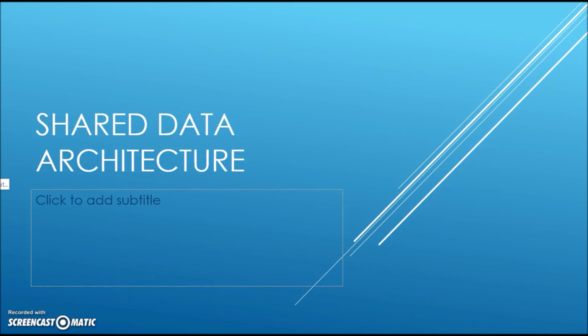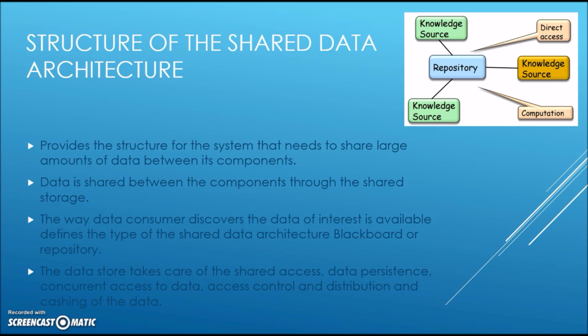Shared data architecture, on the other hand, is an architecture which provides the structure for a system that needs to share a large amount of data between its components. The shared data structure has multiple accessors and a shared data store for retrieving persistent data. The picture here shows what the shared data structure looks like. They have multiple accessors and a shared data repository.